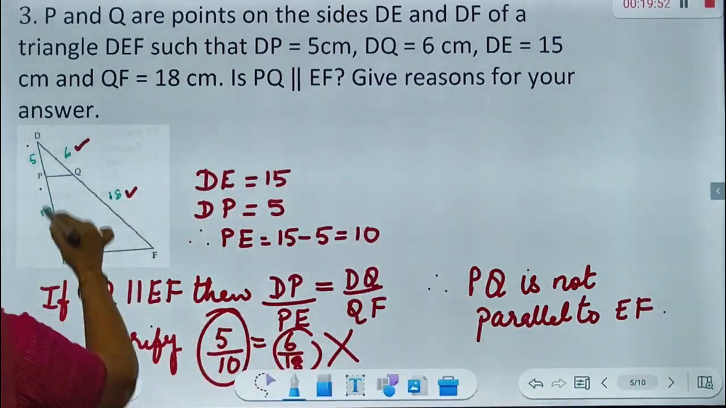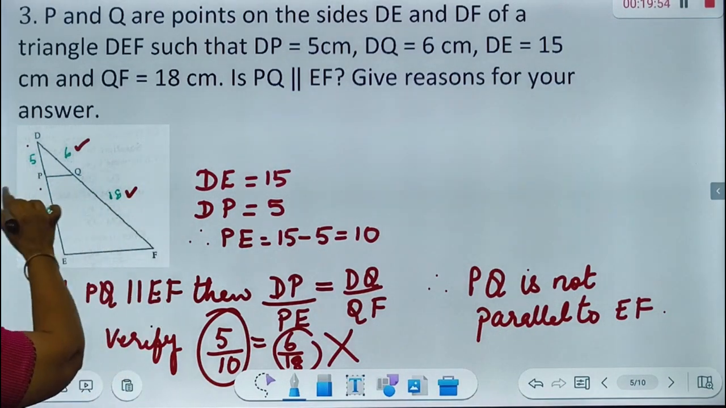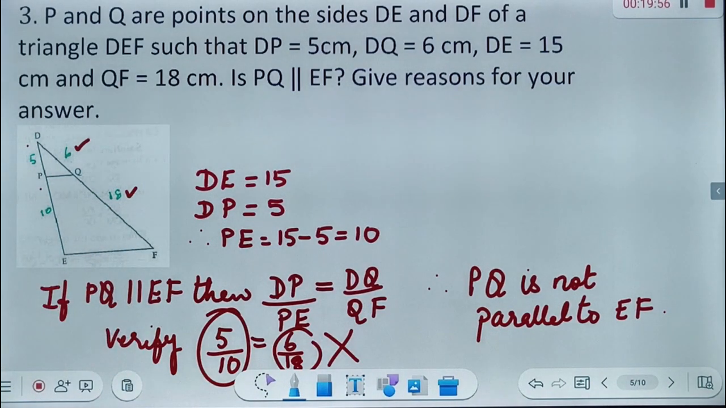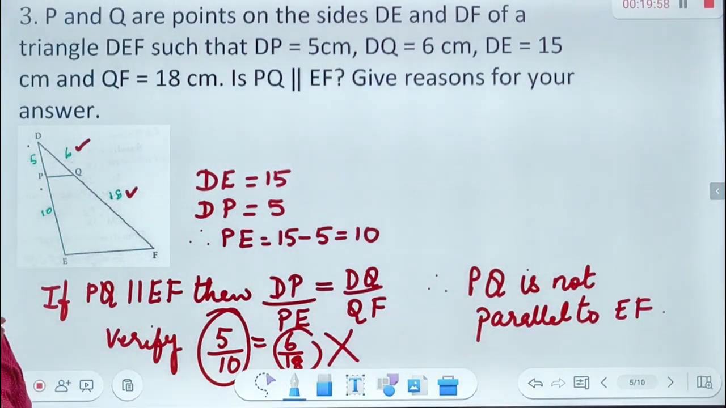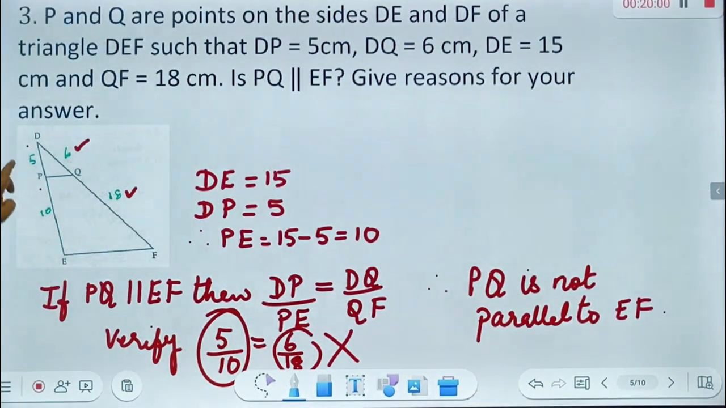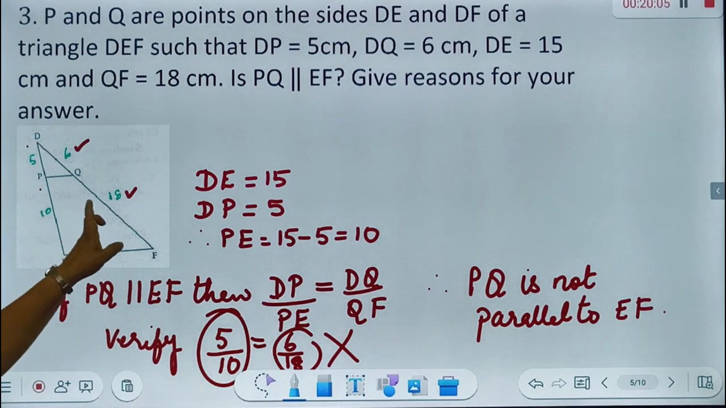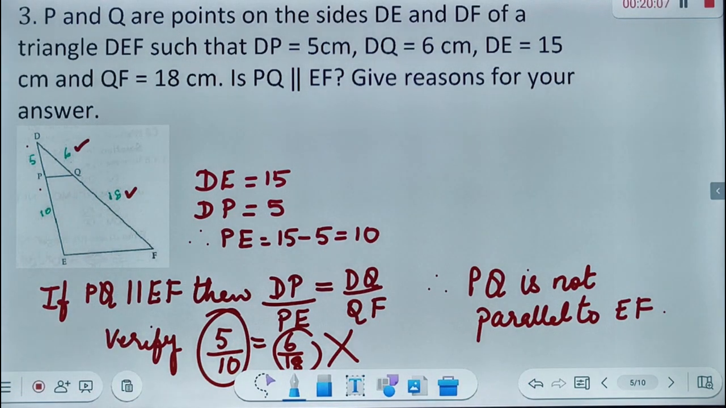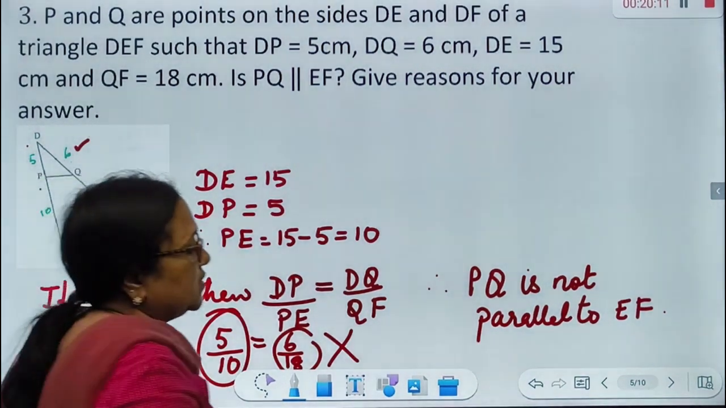Okay. So, if these two ratios are one and the same only, PQ will be parallel to EF. That is the converse of basic proportionality theorem which we proved today. Now, we see that this ratio is half while that ratio is 1 by 3, which means PQ is not parallel to EF. Is it clear how to apply these results and how to solve problems?